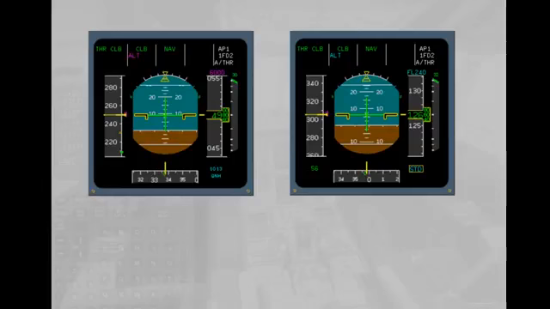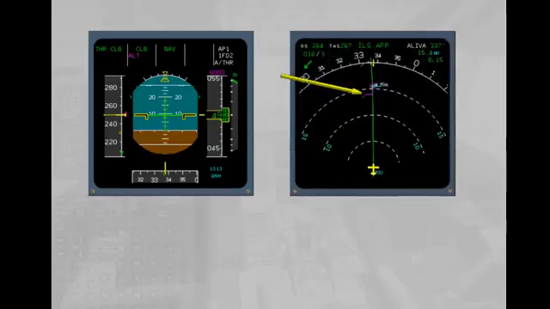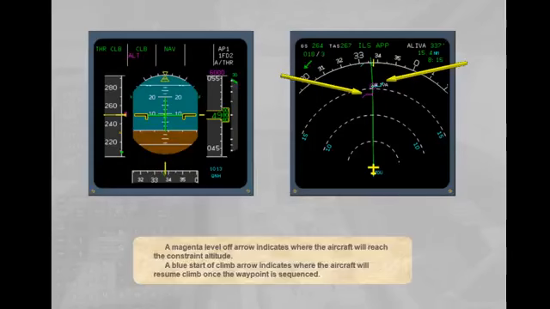A magenta level off arrow indicates where the aircraft will reach the constraint altitude. A blue start of climb arrow indicates where the aircraft will resume climb once the waypoint is sequenced.